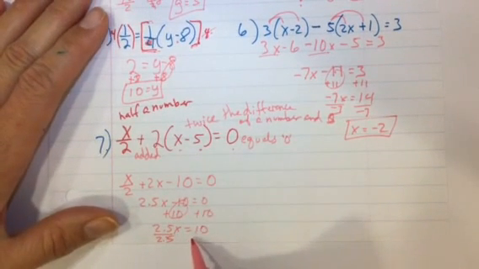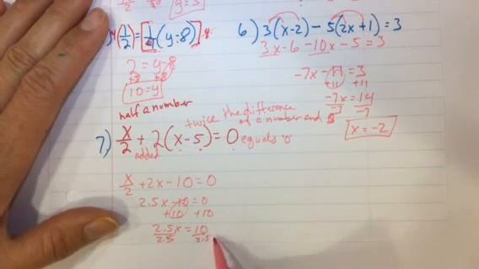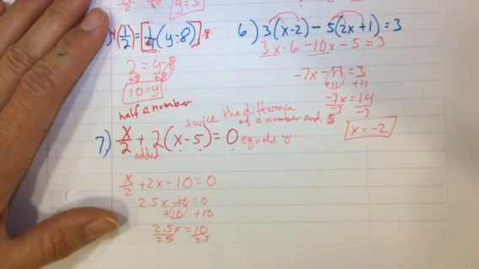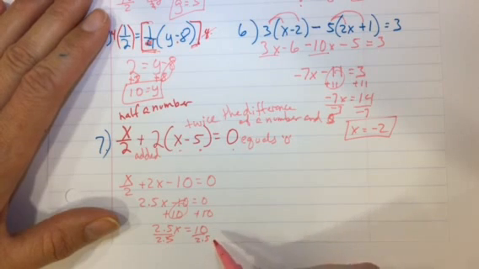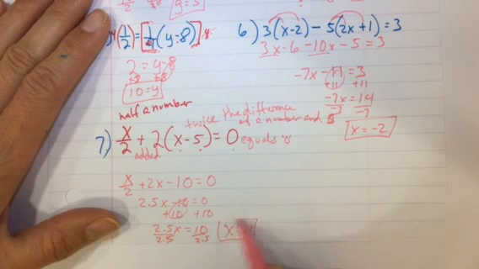I'm practically off the paper. And, well, how many times does 2.5 go into 10? I think about it like money, like 250. 250 would go into 1000 4 times. So x is equal to 4. And we're done.